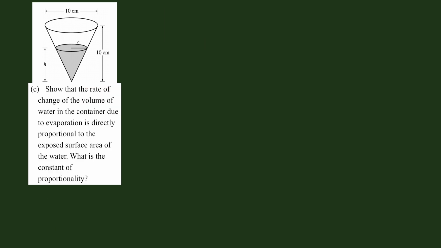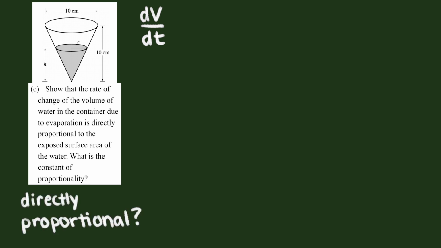Now for part C. Show that the rate of change of the volume of water in the container due to evaporation is directly proportional to the exposed surface area of the water. What is the constant of proportionality? First off, let's write down dV over dt.